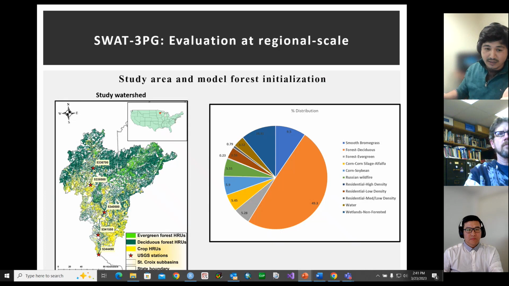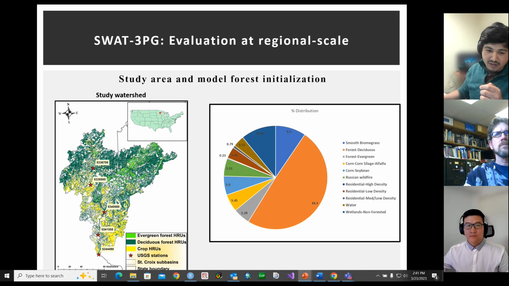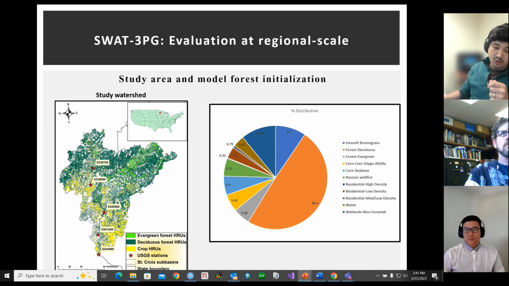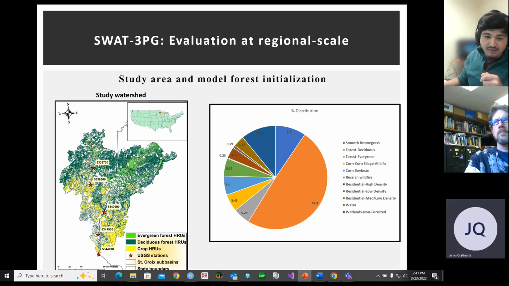So what we did was we developed a SWAT model for a small watershed, the Central watershed in the upper Mississippi River Basin. So that's the watershed right here. And then we evaluated this model. In this model, the dark green represents the deciduous forest. Aspen is the dominant forest type here. The light green represents the evergreen forests, and yellow represents the cropland.